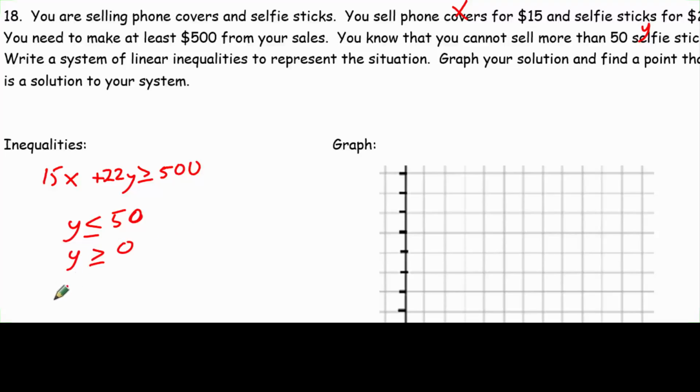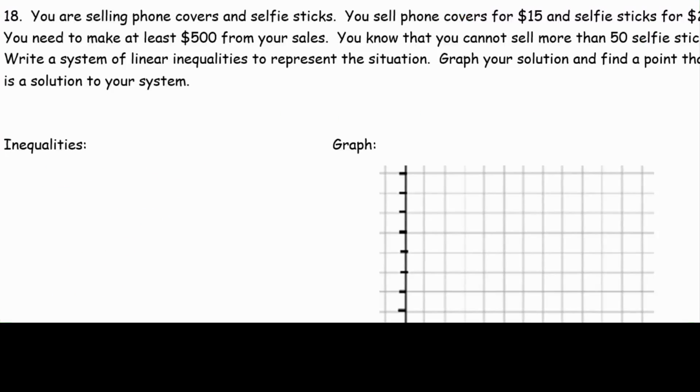So there's one last one, and that's that your number of phone covers has to be bigger than 0, right? As you can't sell negative phone covers. So you can't sell more than 50 selfie sticks, so that's this one. We're going to write a system of linear inequalities to represent your situation. So here we go, let's try to graph this.